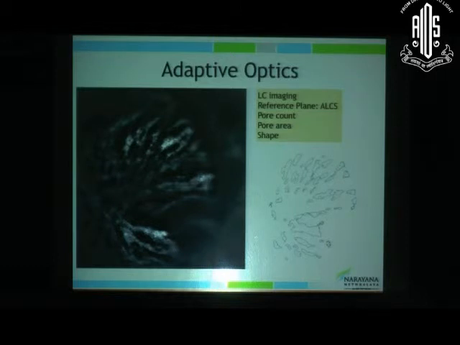Initially we found it difficult to image the lamina cribrosa, but we used the SD-OCT images and used the reference plane to decide how deep to go with our adaptive optics device. Then we went to that depth, and realized that we could easily image the lamina cribrosa from there on. So the reference plane was the anterior lamina cribrosa surface, and from there you can go deeper in. We looked at pore count, pore area, and pore shape. We took the images, used ImageJ, a freely available NIH software, and calculated the pore areas, the number of pores, and also the spacing between the pores.